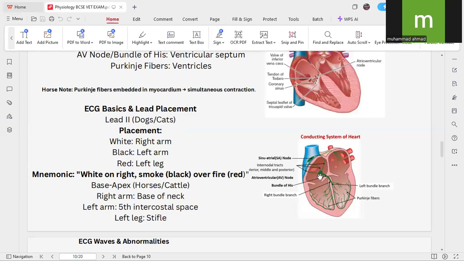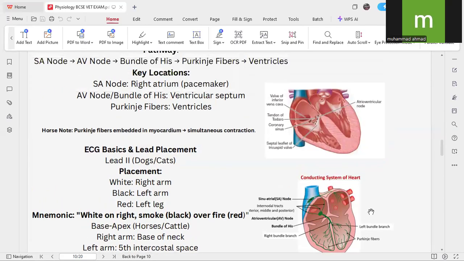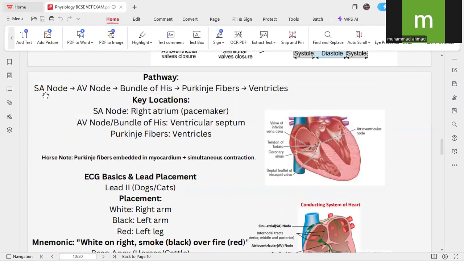The bundle of His goes to the ventricles, and it spreads on the body of the ventricles. This is the right bundle branch, this is the left bundle branch, and these are the Purkinje fibers. Purkinje fibers are only present in the ventricles. So this is the pathway: SA node, AV node, bundle of His, Purkinje fibers, and ventricles.